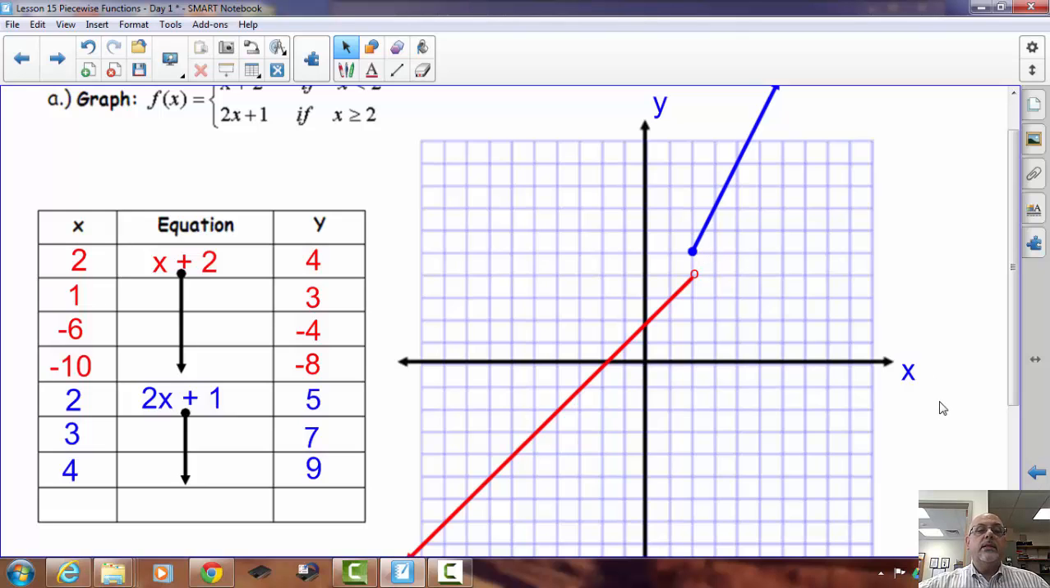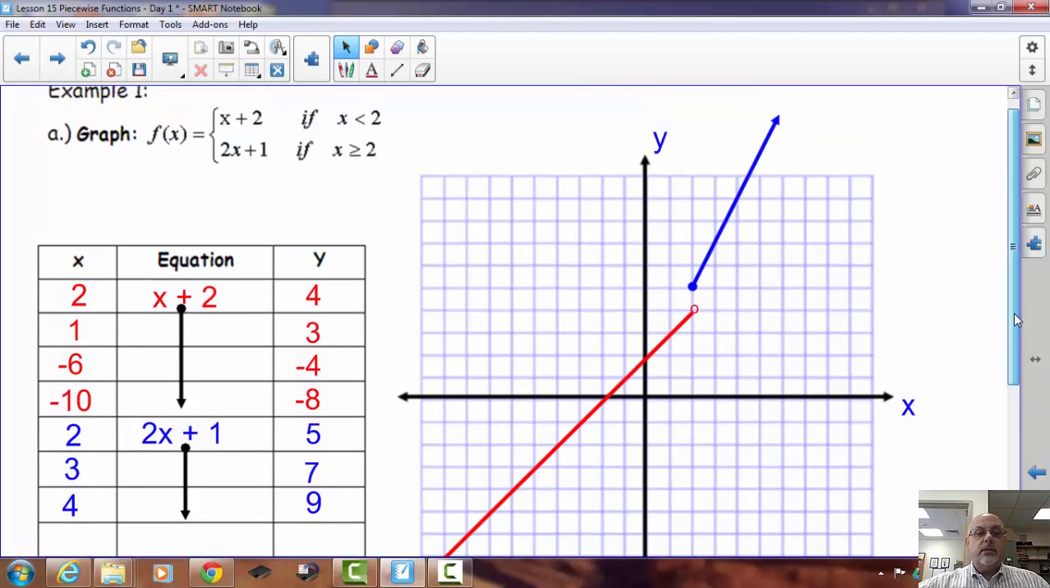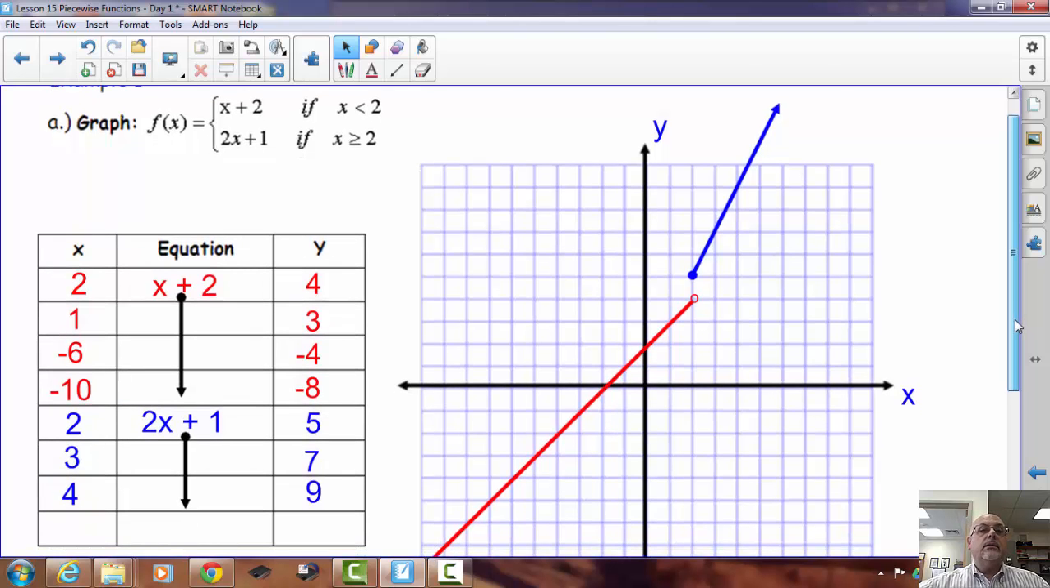Again, rewind this if you need to, but I've color-coded this to try and make it a little more clear so you'll see what we're doing.